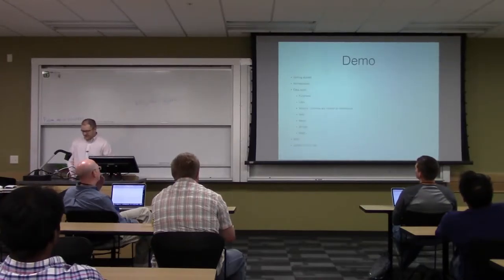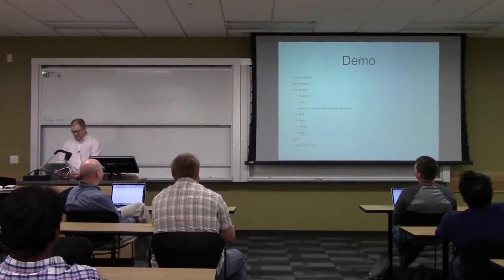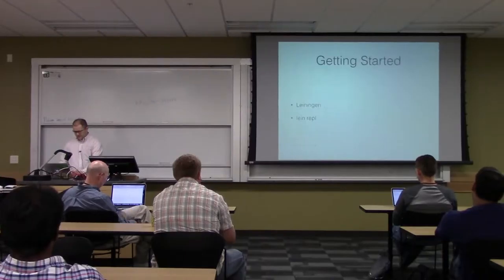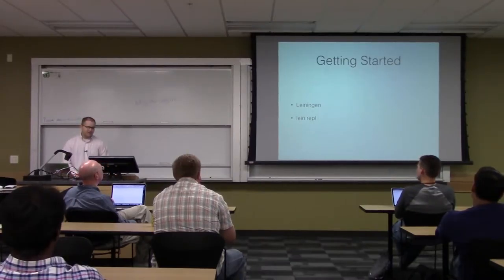So we're going to go to the demo, and I'm going to just kind of walk through and let you know a little bit about the data types, and wish me luck on that. So with Clojure, there's a build tool called Leiningen, which is a German word that I'm sure I'm pronouncing somewhat incorrectly. But you can download and install it, and then just run lein repl, and it will give you a Clojure REPL.